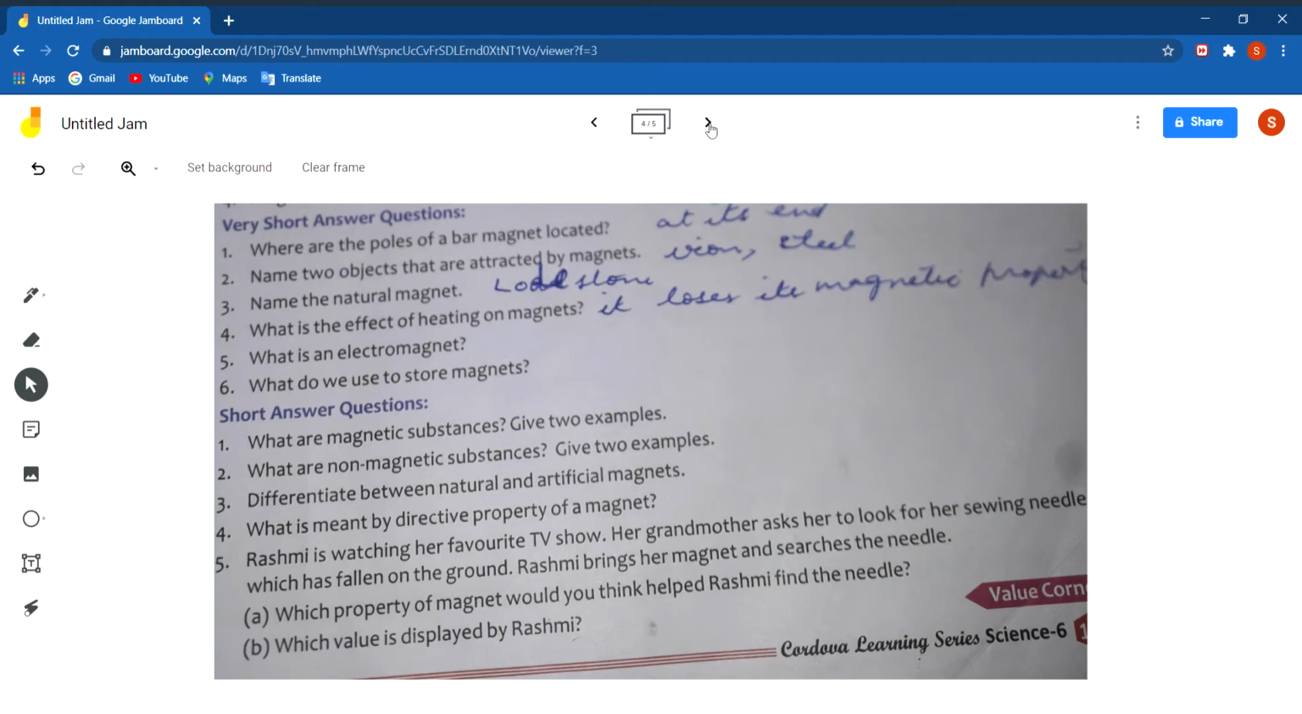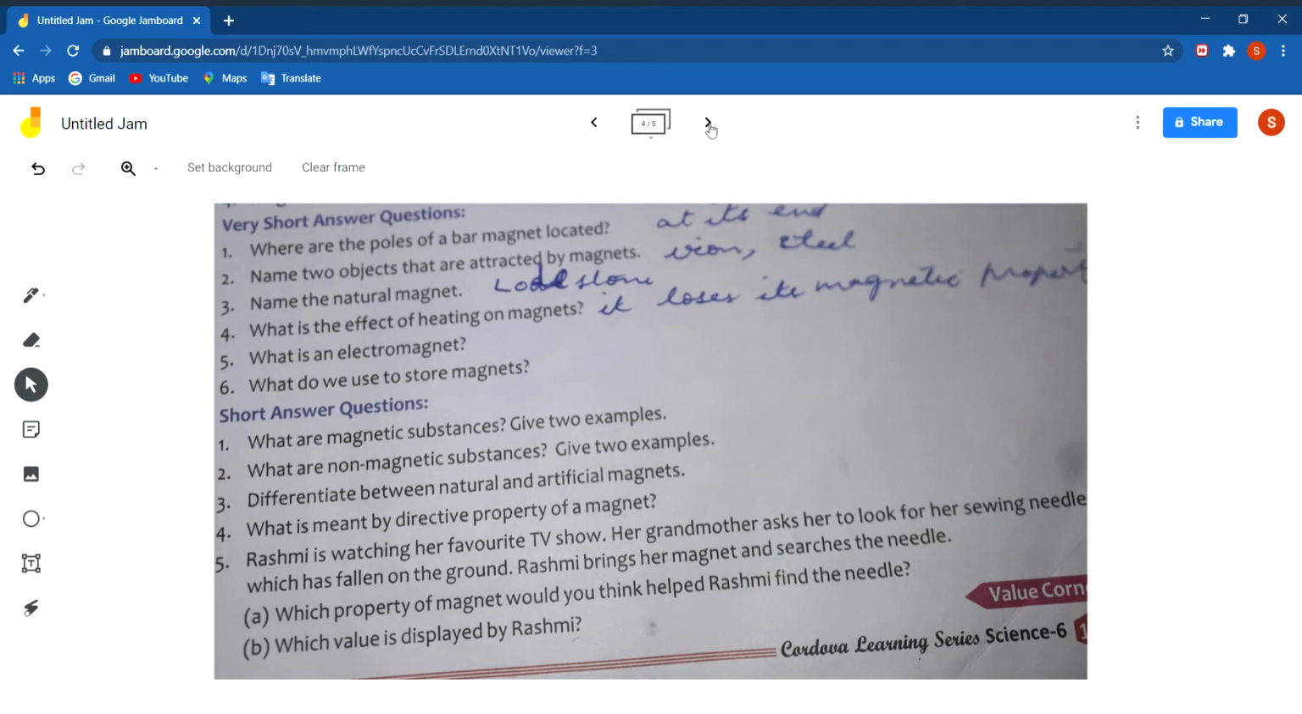Then short questions. What are magnetic substances? Give two examples. So you know what are magnetic substances? The substances that are attracted by the magnet are called magnetic substances. Two examples of magnetic substances are iron and steel. What are non-magnetic substances? Give two examples, just the opposite of magnetic substances. The substances that are not attracted by magnets are called non-magnetic substances. Two examples are wood and leather.